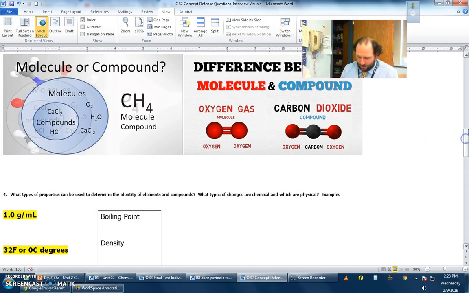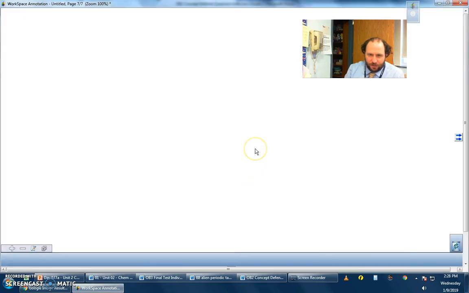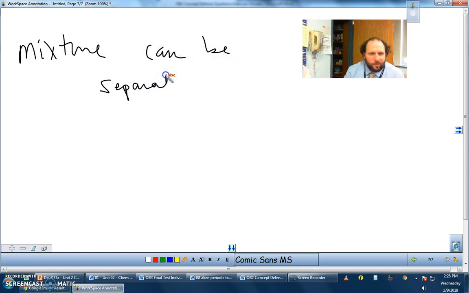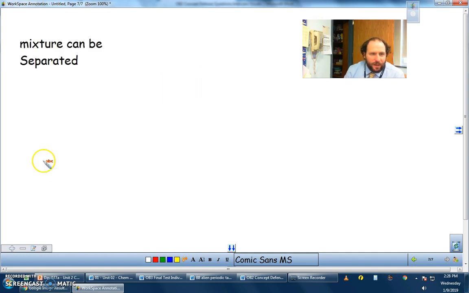Scrolling on here, let's see what else we have here. Mixtures versus solutions. I think the best way to focus on mixtures and solutions would be the idea that a mixture can be separated. So a mixture can be separated, and a solution is very difficult to separate.